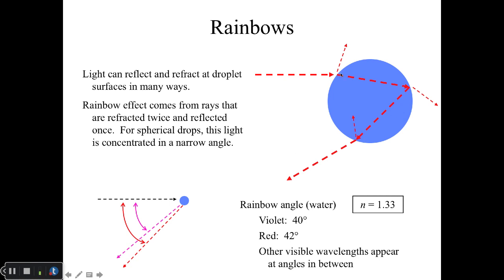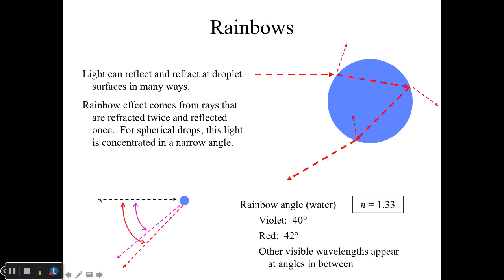So instead of the light just completely going through, the light goes in, hits the water droplet, and comes out at a different angle. And as I said, the angle of refraction will depend on color.